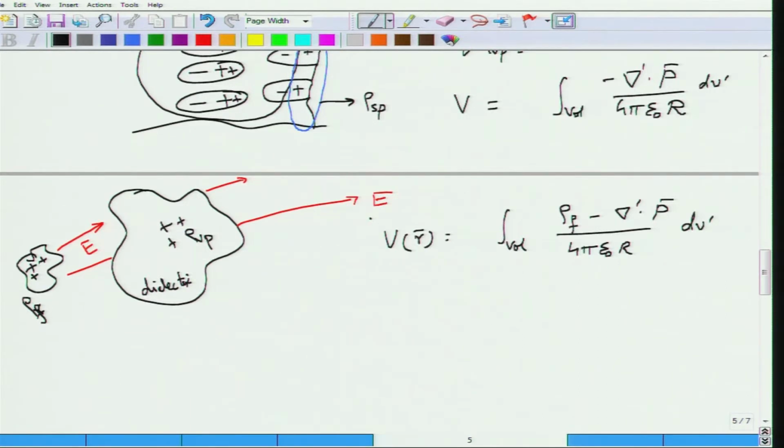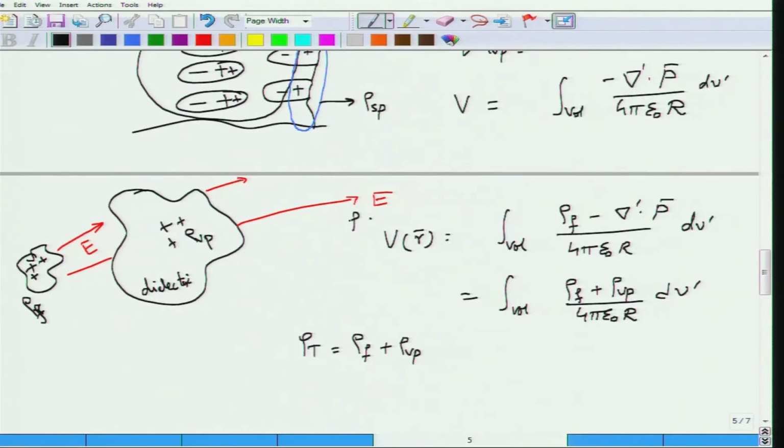Now if this is the field that I have, I could take it one step further and write this as rho F plus rho Vp divided by 4 pi epsilon 0 r dV prime, right. If I define a rho total as rho F plus rho Vp, as far as the potential at this point P is concerned, which is very far away from the dielectric, there is absolutely no difference between rho F and rho Vp. Therefore from the point of view at point P where I am calculating the potential, both these charges add to the potential, right.